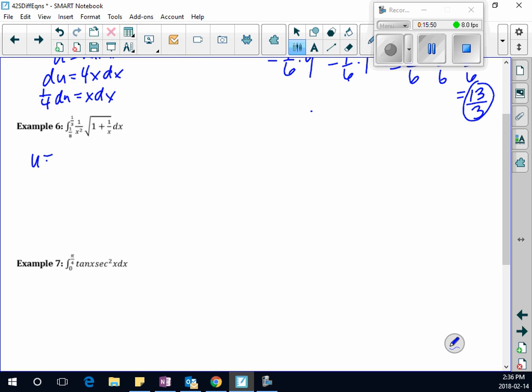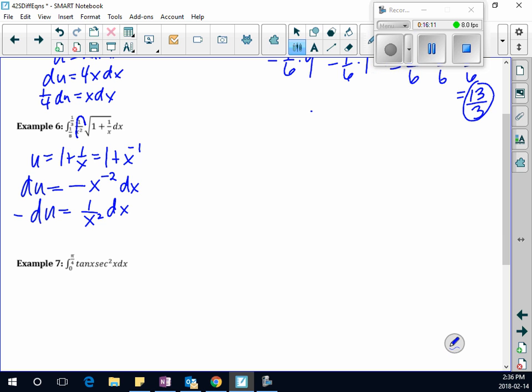So u equals 1 plus 1 over x. So this is 1 plus x to the power negative 1. So du equals negative x to the power negative 2 dx. So this is negative du equals 1 over x squared dx. Yes? So that is that part.